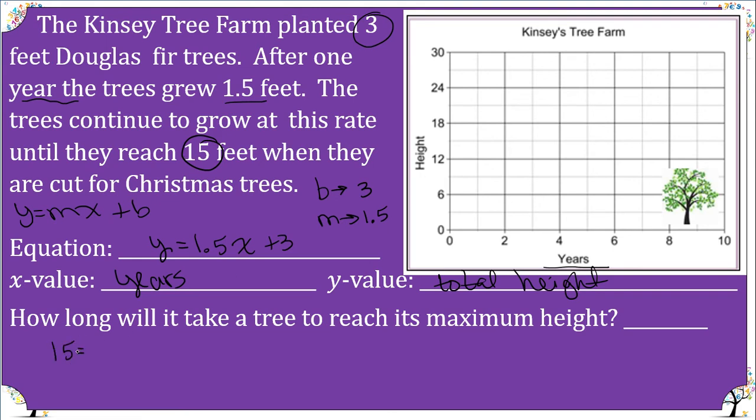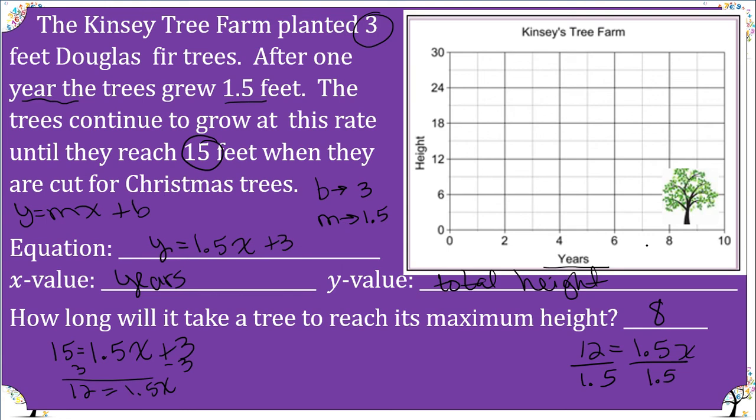So this time we had to plug in 15 for the height. And we're looking for time, we're looking for x, so this time we're not evaluating. We are going to solve for x. So I'm solving for x, so I need to subtract out the 3. And then I need to divide. I'm going to come over here so I have more room. So I have 12 equals 1.5x, and we're going to divide by 1.5. And again, we're looking for years, and so we are going to say 8 years is how long it's going to take to reach that maximum height of 15.